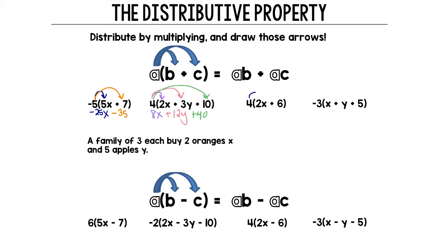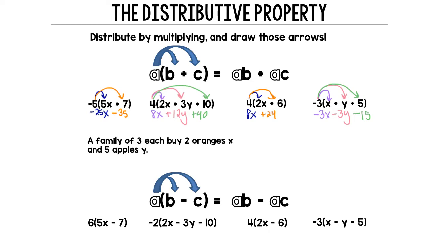All right, we take 4 times 2x and we get 8x. And then 4 times 6 is positive 24. Same thing. Try the last one on your own. Watch the signs. We got -3 times x is -3x. -3 times positive y is -3y, because a negative times a positive is a negative. And last, -3 times +5, that's -15. All right, just multiplying the things outside and inside.